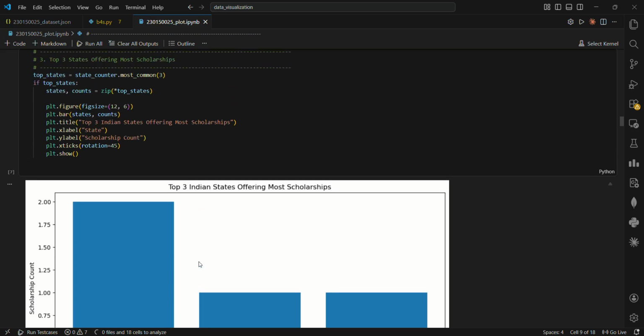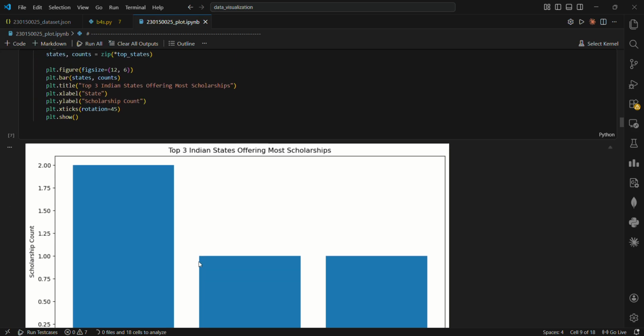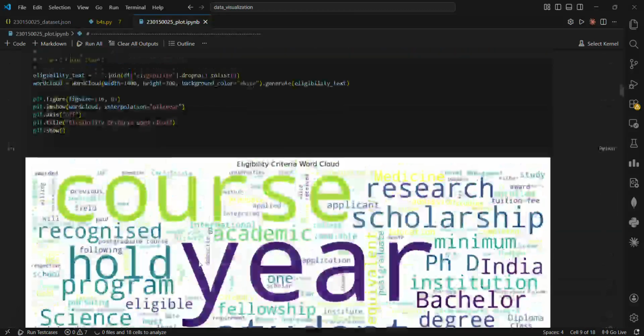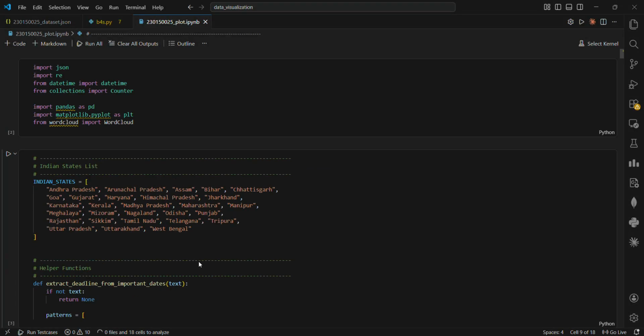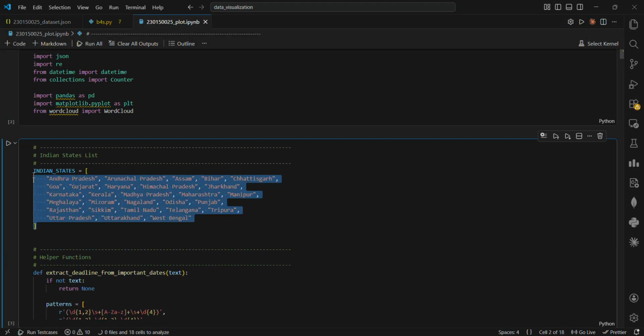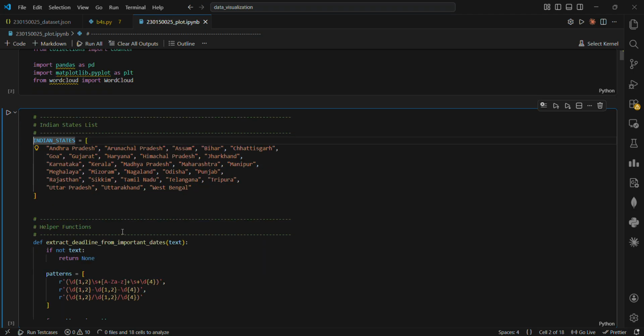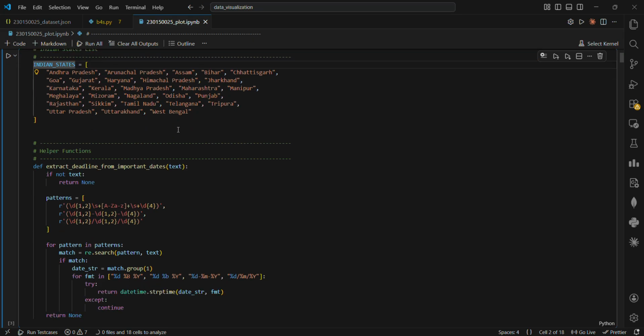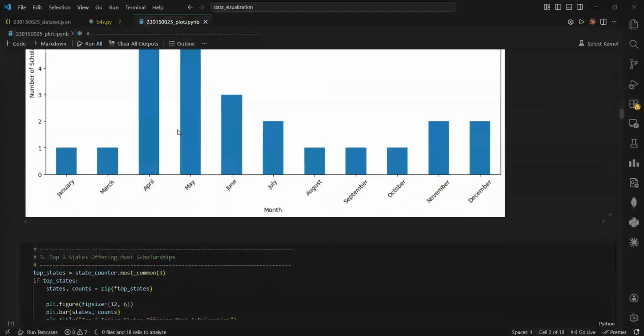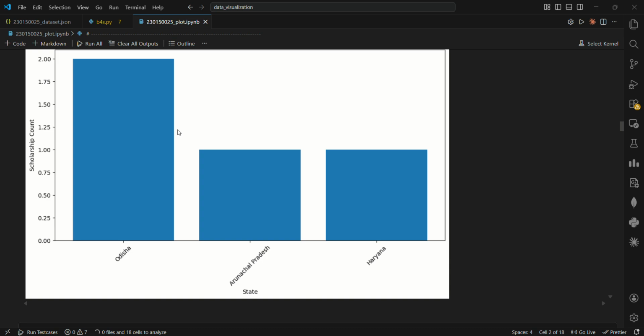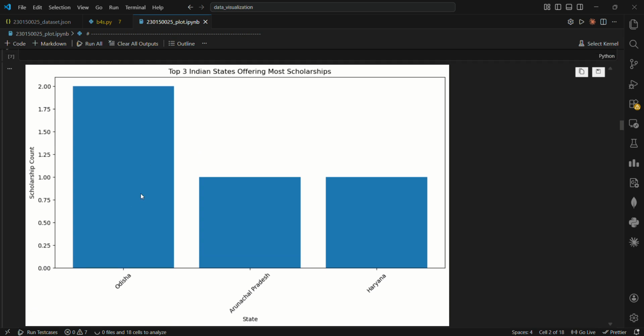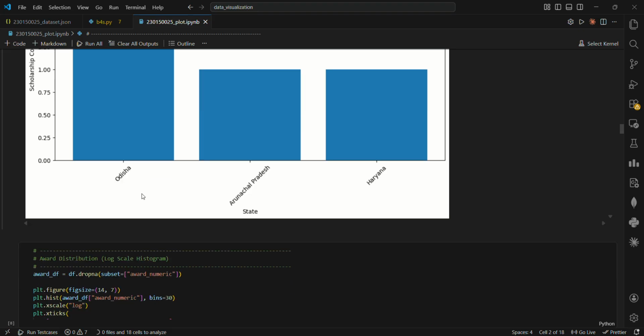We also made an array here of each of the states, and we checked if any of the eligibility criteria had keywords of the following states. So we found that Orissa had the most scholarships, followed by Arunachal Pradesh and Haryana.